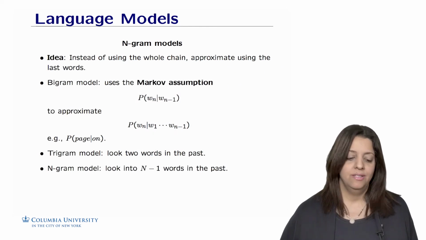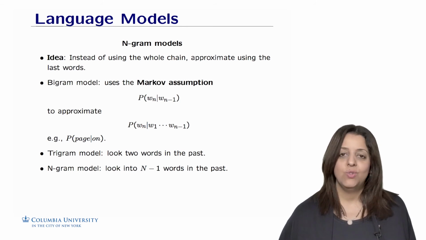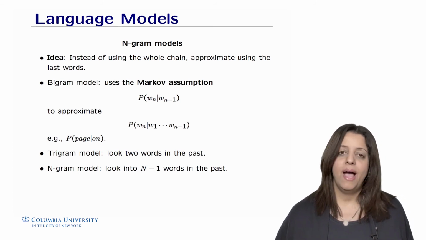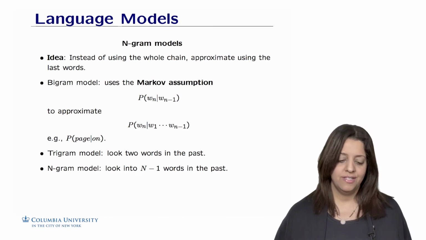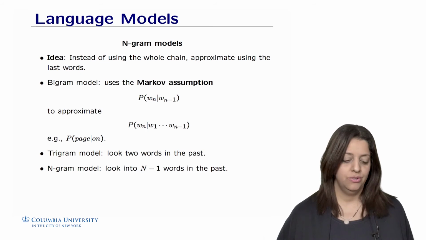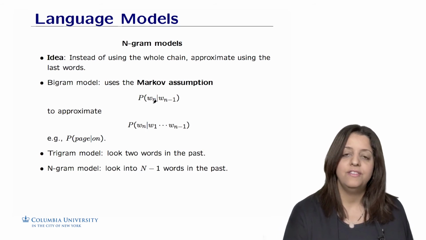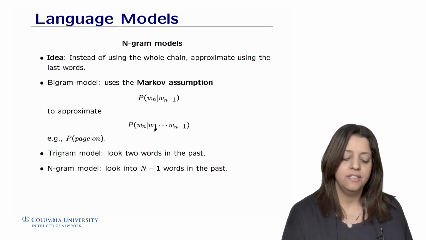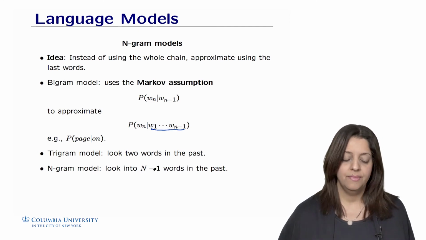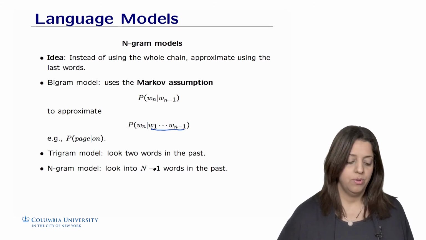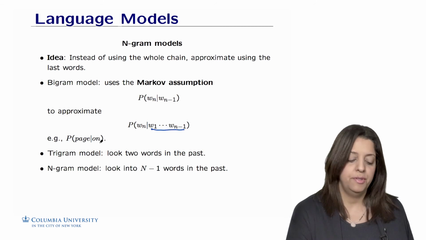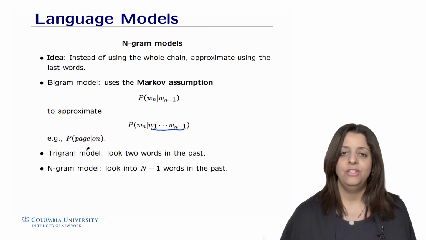The idea of the n-gram models is, instead of using the whole chain, to approximate it by using only the last words. For example, for what we call the bigram models, we're going to use the Markov assumption that each word will depend on the previous word. In other words, we use the probability of Wn given the previous word Wn minus 1 to approximate the probability of Wn given the sequence of words that happened before Wn. For example, the probability of page given the sentence "open your book on" could be approximated by the probability of page given the word that just happened before, which is on. So the probability of page would only depend on the previous word, on.